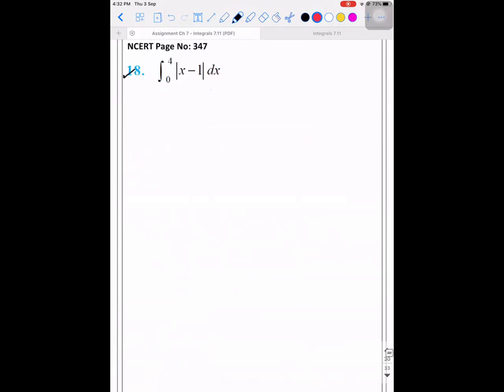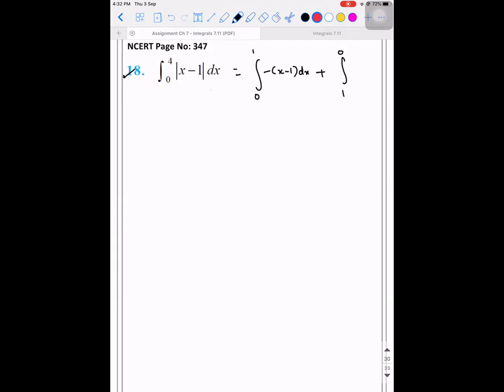Let's look at the 18th one. So 18th one, split the limits. What will be the breaking point? Where will the function get broken? 1. So you have to write it as integral of 0 to 1 plus 1 to 4. See, I'll directly tell you how you can write for this kind of simple function. When you're doing 0 to 1, you're doing the left limit. Left limit is always negative. So minus of x minus 1 dx.